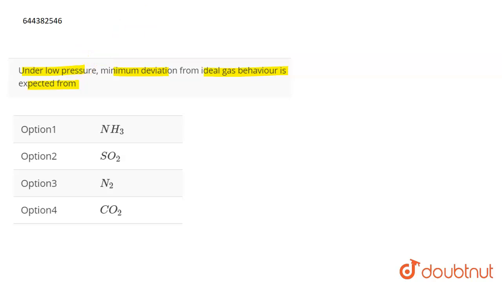The question is, under low pressure, minimum deviation from the ideal gas behavior is expected from, right? So, in the low pressure region, if you have to understand the concept of minimum deviation, then we will compare it using the van der Waals constant A.